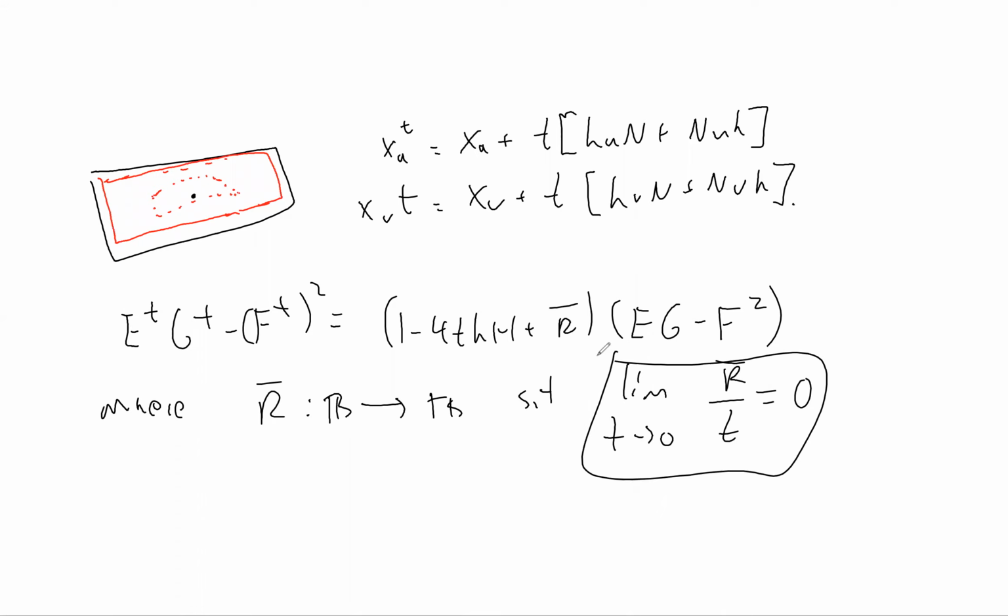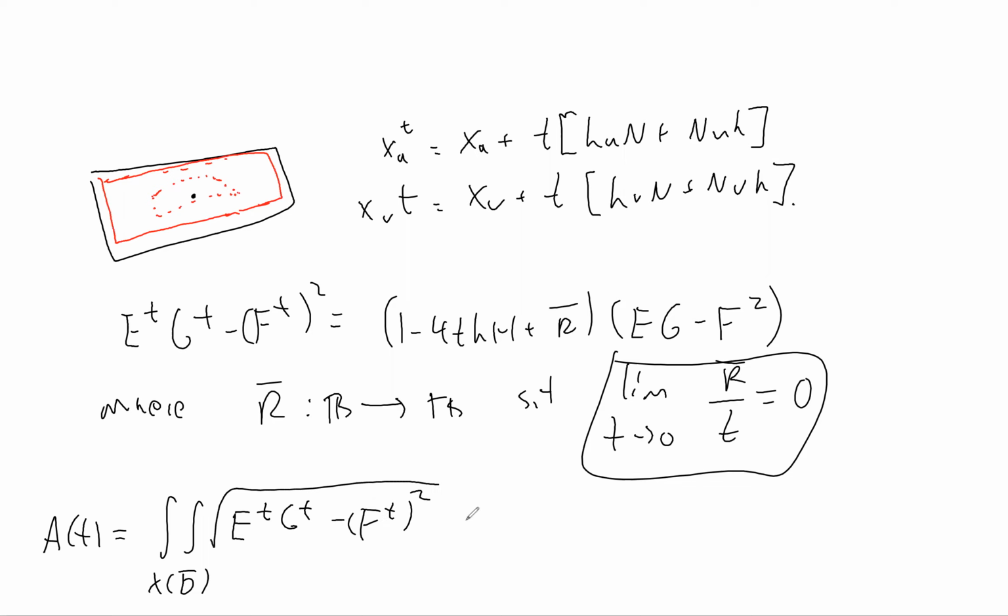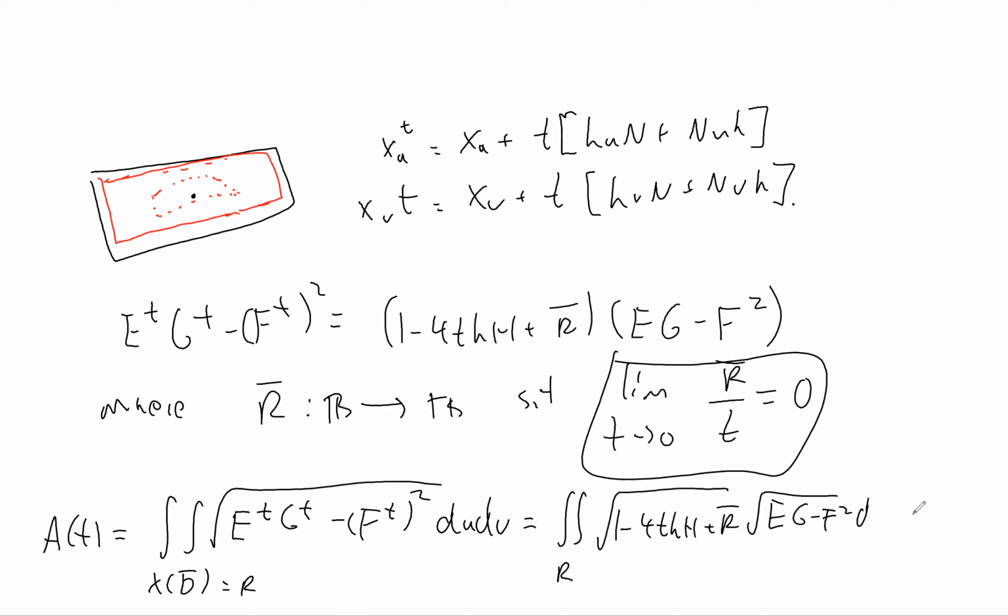So what do I end up getting? I end up getting that the area of the region is a function of t, A of t, which is the area of x of D closure, the integral of the square root of EG minus F squared du dv. And this is going to end up equaling this. I'm just going to call this R. R of the square root of 1 minus 4 tHH plus r bar, square root of EG minus F squared, du dv.